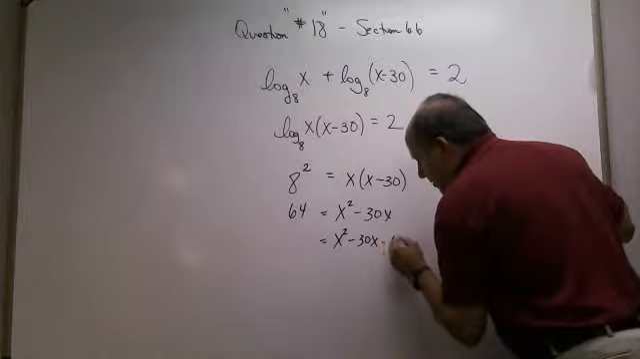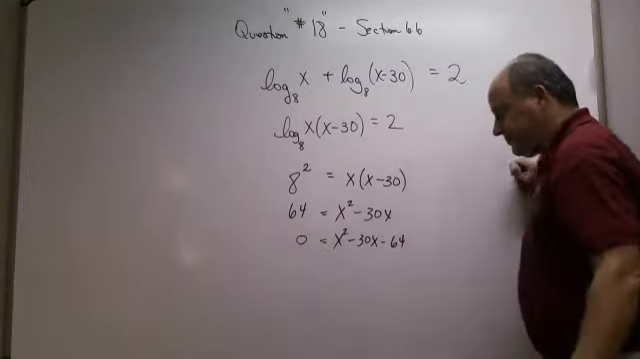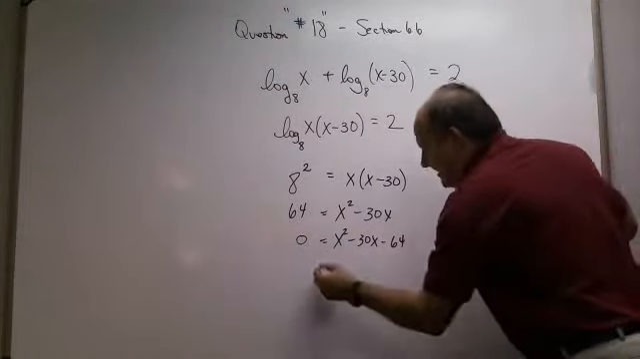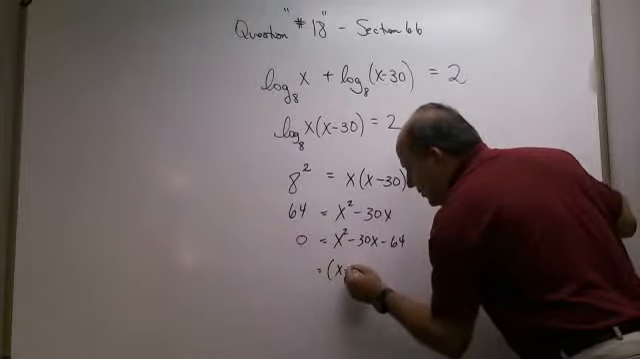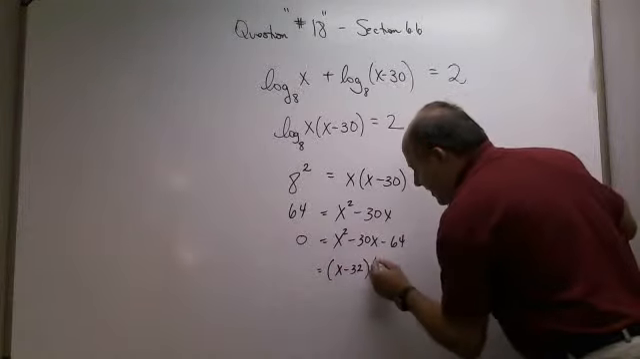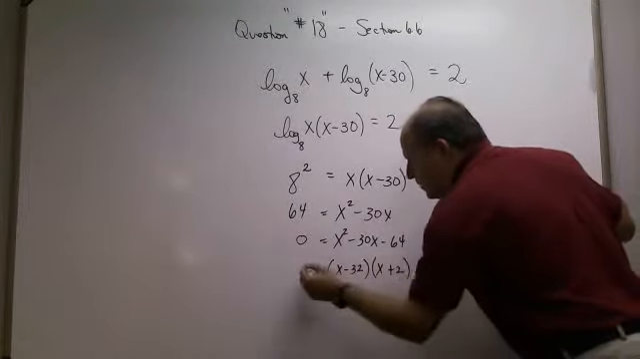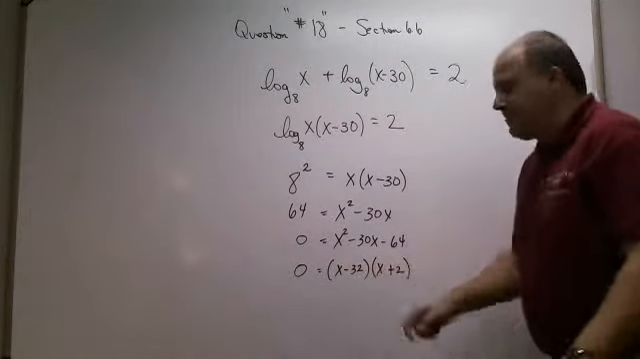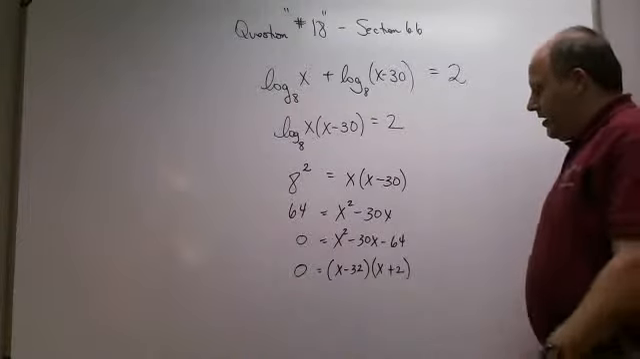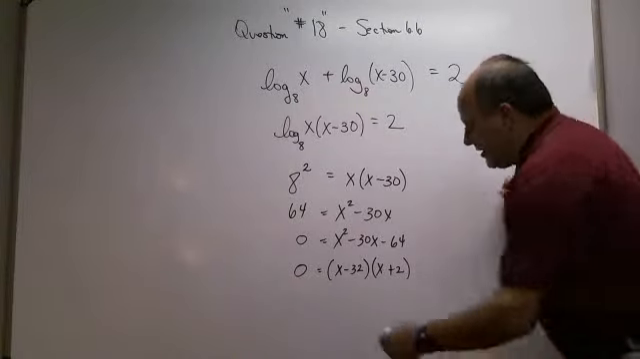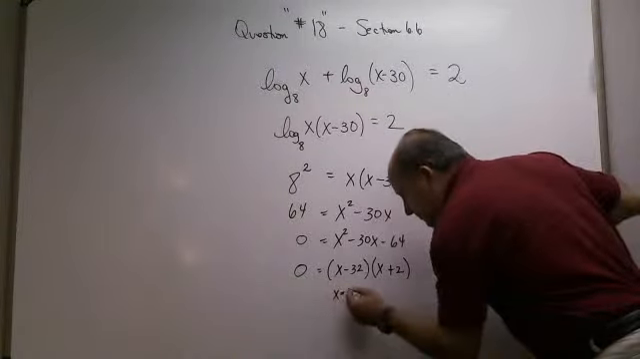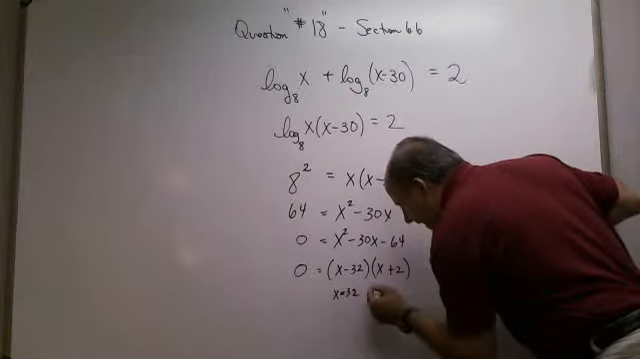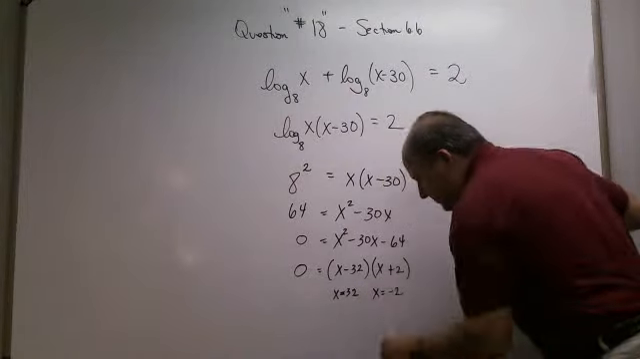Now, I made this problem up, so I'm hoping it will factor. And I think it does. It's x minus 32 times x plus 2 equals 0. Minus 32x plus 2x is a minus 30x. So if you solve that equation, x equals 32 and x equals negative 2.